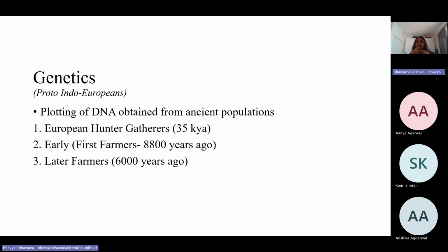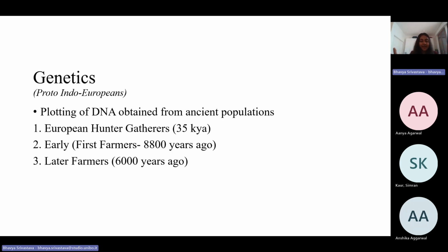And when the researchers went further in this study, it showed that the first farmers actually retained their genetic material. That means they did not interbreed with the hunter-gatherers they were encountering while living in Europe 9,000 years ago. But by 6,000 years ago, they actually started interbreeding. And so the farmers that you would see 6,000 years ago in Europe were actually a combination of the European hunter-gatherers and the Anatolian farmers who came 8,000 or 9,000 years ago.